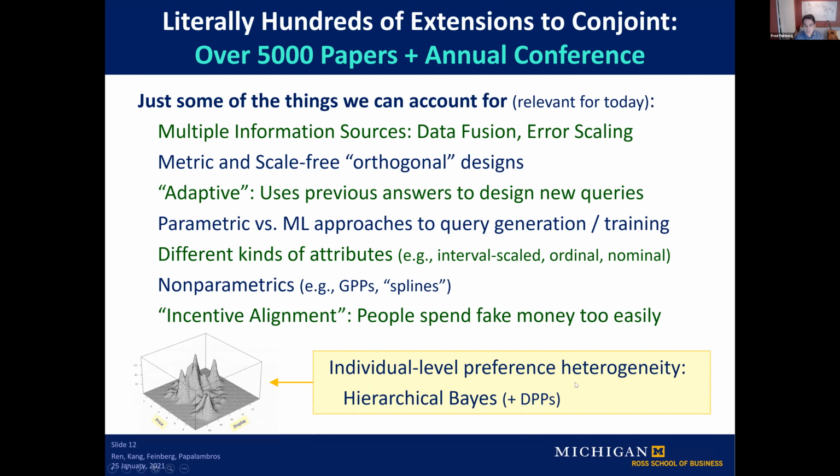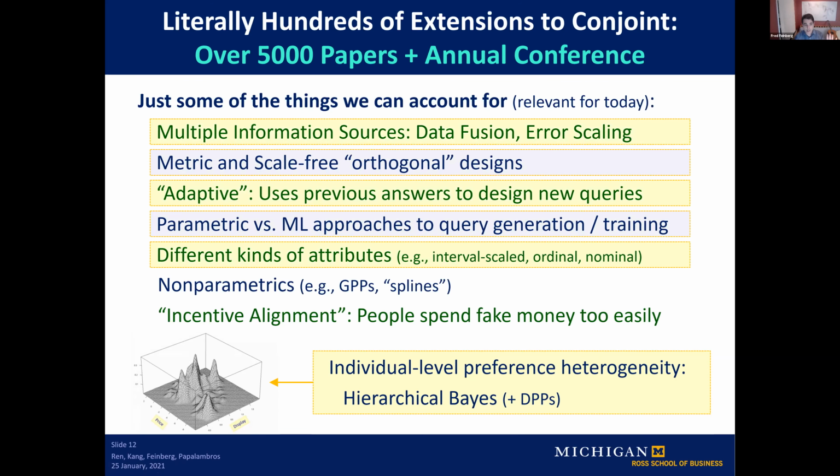So if someone could think of a good way to incentive align the car task, we would like to hear it. But probably most important is we've got to have individual level preference heterogeneity. People like different stuff. So any paper that doesn't incorporate this is just wrong. We're going to use hierarchical Bayes models. If you want to get even fancier, you can use Dirichlet processes within the hierarchical Bayes process.